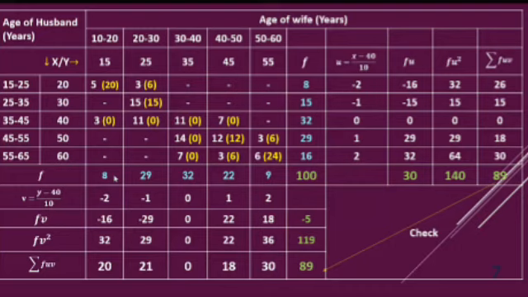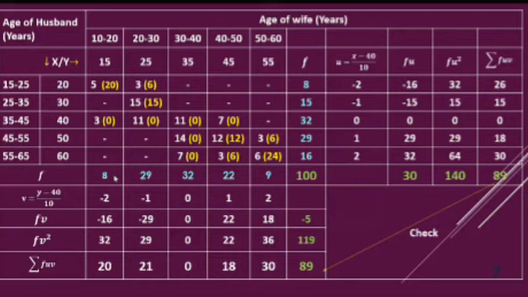Then you find out U. U is X minus A divided by C, where A is any constant from X. The method says any constant. Whichever constant you feel makes your calculations simple, you take that constant. And C is the common difference between the values of X. Suppose there is no common difference between the values of X, then you need not consider C. You can take directly X minus 40.